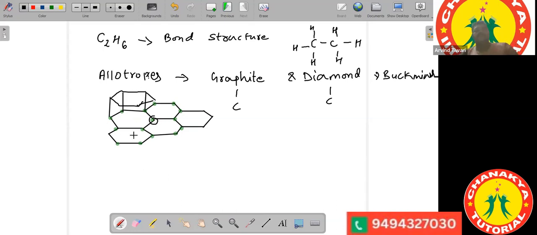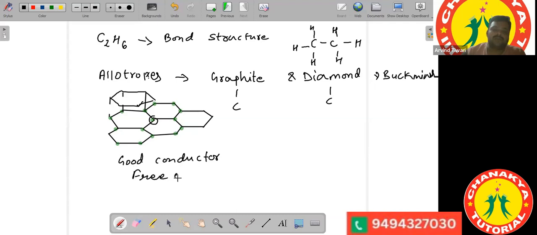So in this way, the atoms are arranged layer by layer, and between the two layers there is a very weak bond, and hence the electrons between the layers are almost free. In this way the valency of carbon is satisfied also, but due to free electrons, graphite is a good conductor of electricity. Since carbon can have four bonds, but here we see only three bonds, graphite is a good conductor of electricity.